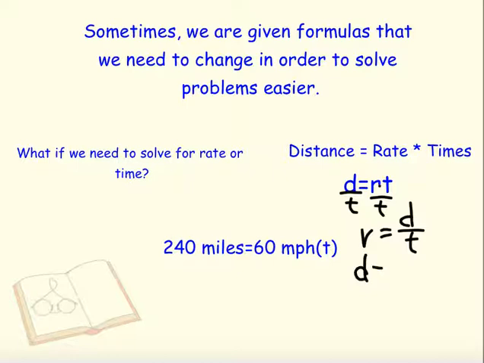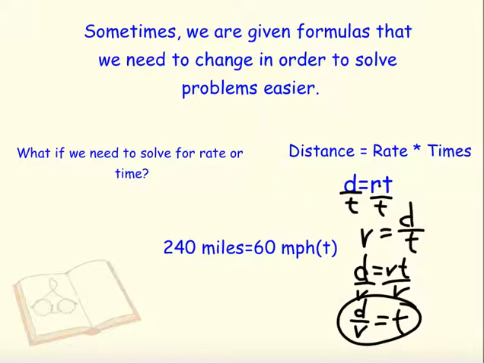Similarly, I can take my d equals rt and solve for time by dividing by rate, so that I can always find time by doing distance divided by rate. So let's say we have 240 miles and 60 miles per hour. That means that I can use this formula right here to solve for time, so that I can do 240 divided by 60 will give me my time. So it looks like my time is 4 hours. Okay? Looks like it will take those 4 hours to go those 240 miles.